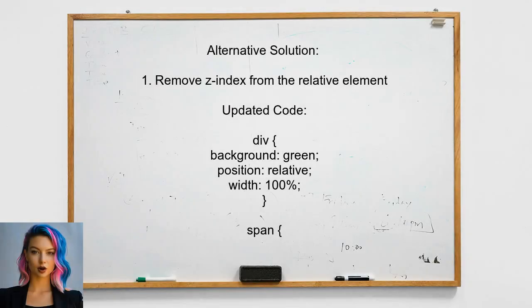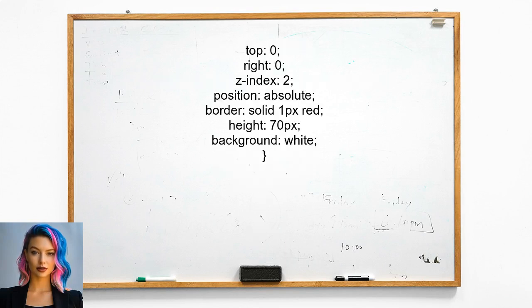An alternative solution provided by a user is to simply remove the z-index property from the relatively positioned element. This allows the absolutely positioned element to appear above it without any conflicts.